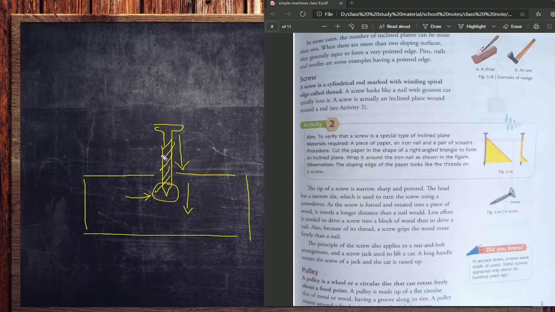Also, as you can see, the circular spiral parts are there, and those spiral parts generate more friction and a very high grip, giving you a perfect rigidity over there.